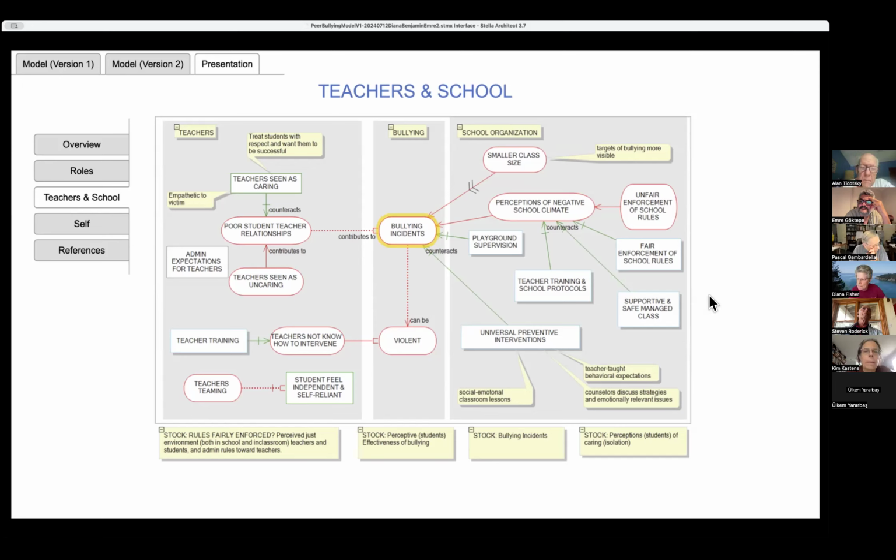I just think we should look at what we did, just to get a feel for what we did, because it's hard to start from scratch on something like this. Okay, so this was the first model that we created.